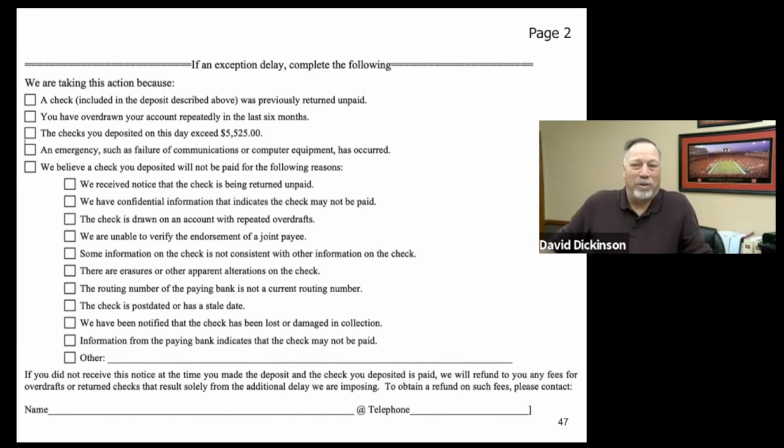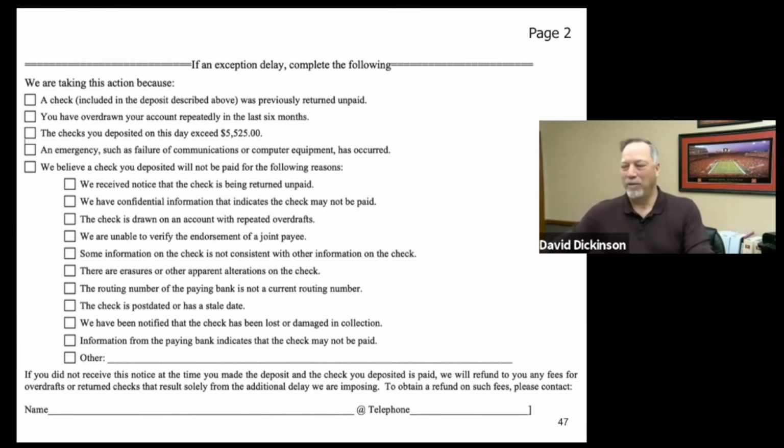Listen, if that check wasn't good, it's likely it won't be good when it's redeposited. You've overdrawn your account repeatedly. You have a problem managing your account, and we want to make sure that we're not going to get stuck with these. So you can look back, and there are some real technical definitions about what that means that your compliance officer or probably a supervisor can explain to you.